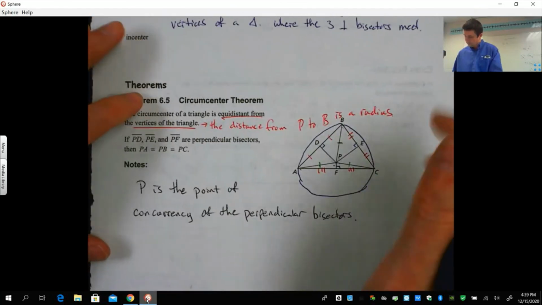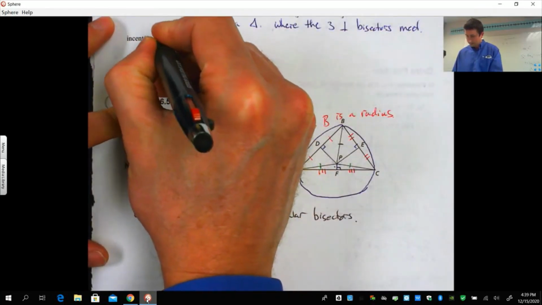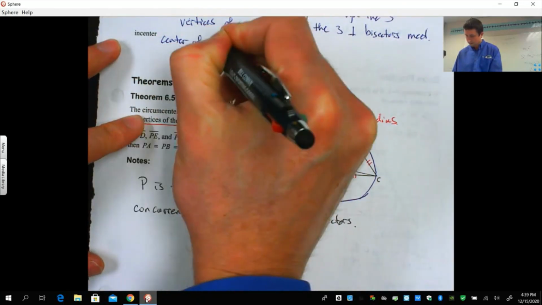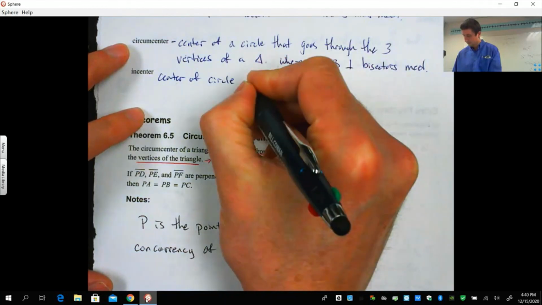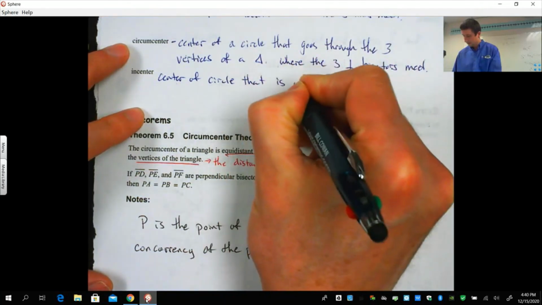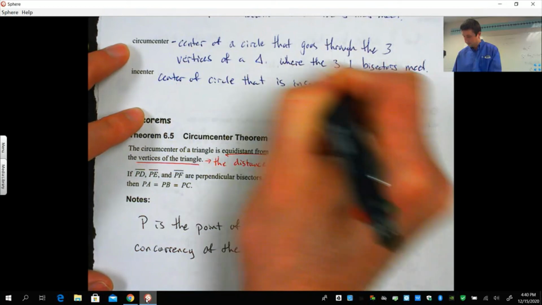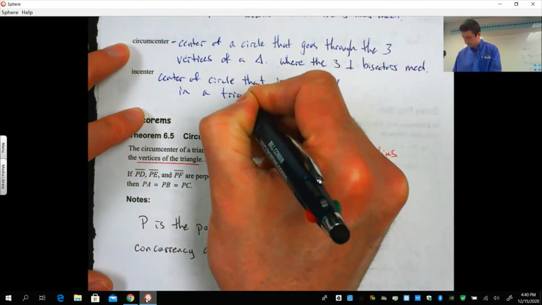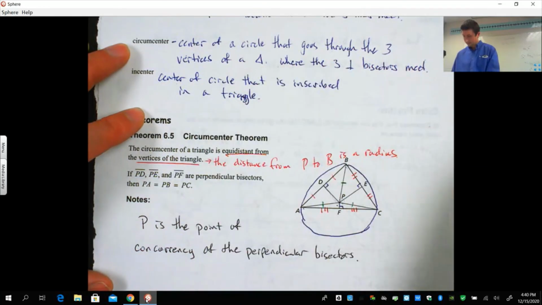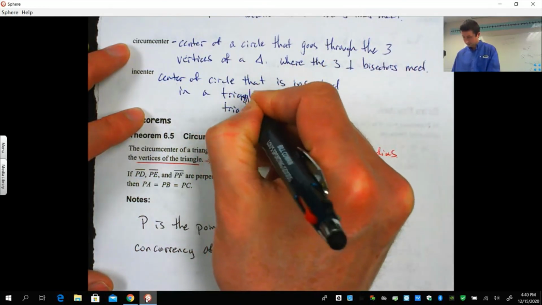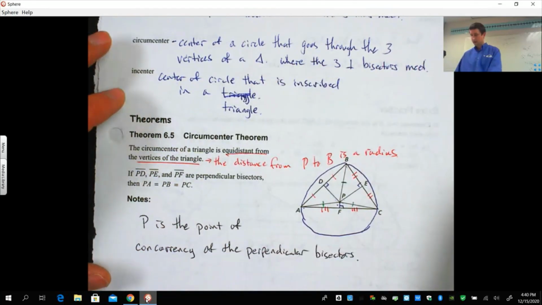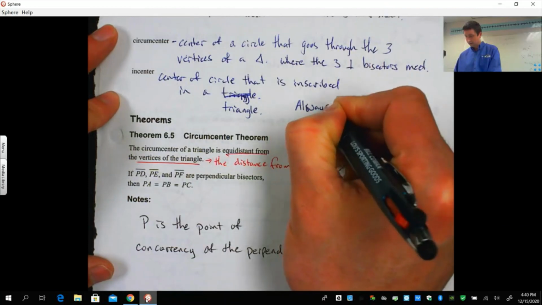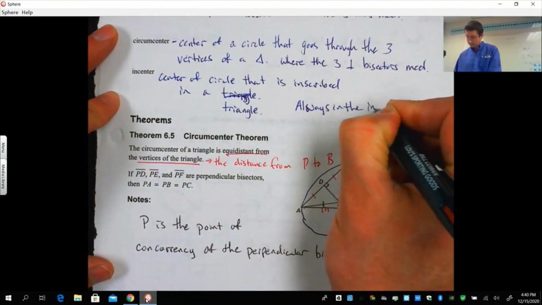Okay. So the incenter is the center of a circle that is inscribed in a triangle. It is inscribed in a triangle. I'll spell triangle correctly for you. Okay. This incenter is always in the interior.